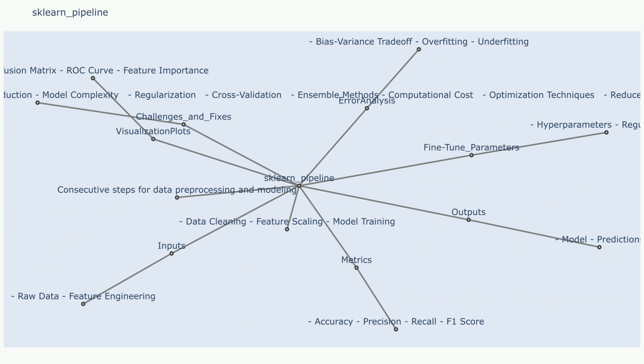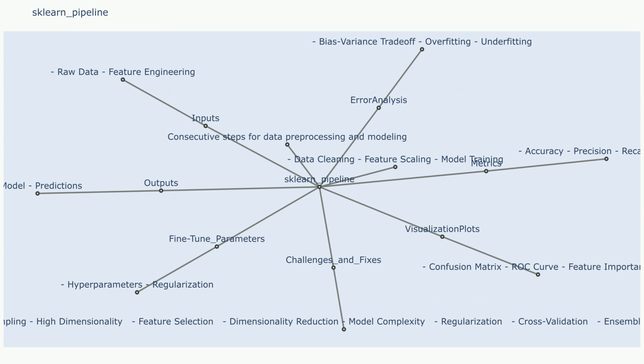Fine-tune parameters. Hyperparameters of transformers, these control the behavior of individual transformers within a pipeline, e.g., scaling parameters, dimensionality reduction thresholds. Hyperparameters of estimator, these tune the core machine learning model's behavior, e.g., number of trees in a random forest, regularization strength in a linear regression.